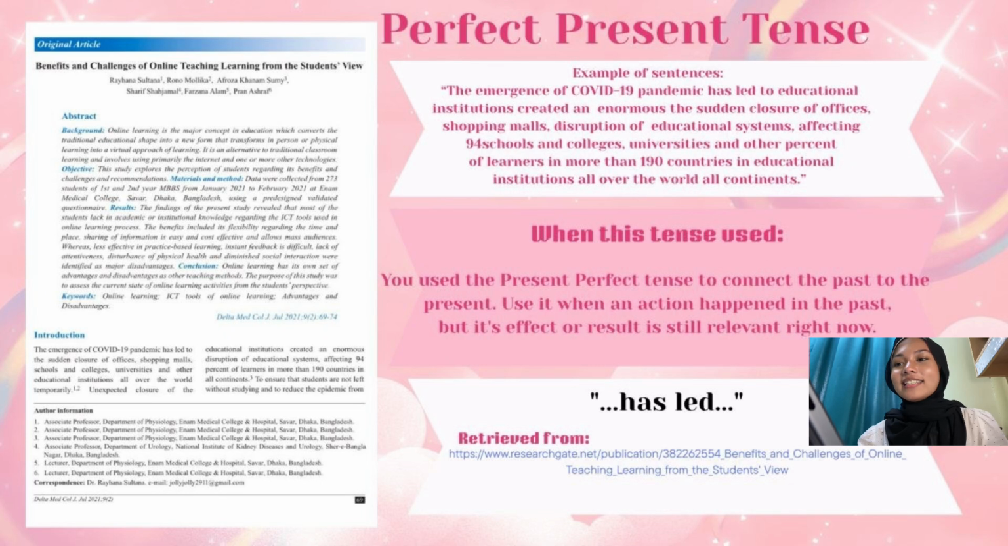The second one is the perfect present tense. Based on the article, I'm going to show it here. I'm going to provide the article here. The second one is the present perfect tense.